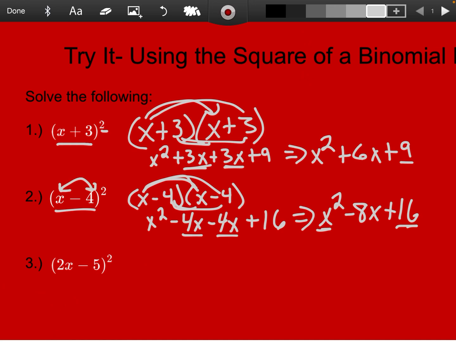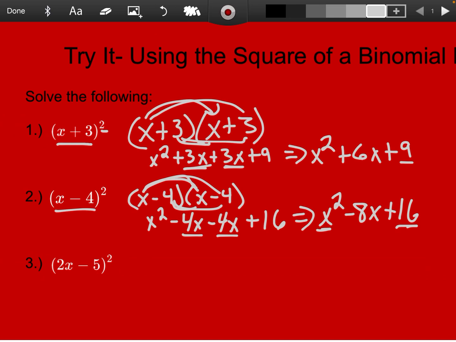And then the middle term is just these two multiplied together, so the negative 4x or the 3x, and then just double it because you know that there's going to be 2 of them. So you can go from here to here pretty easily if you know the shortcut. If you don't want to do the shortcut, nothing wrong with that. You don't have to. It's just another way to make things a little bit easier on yourself.